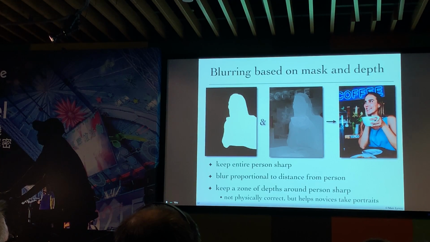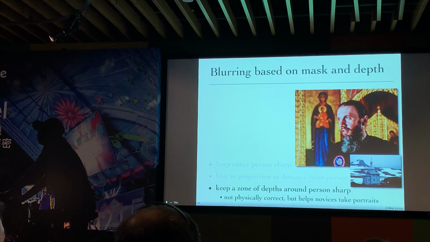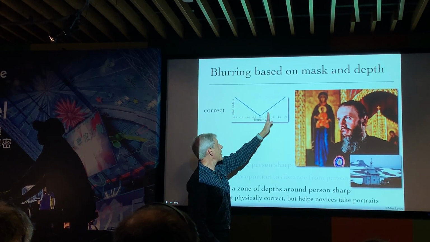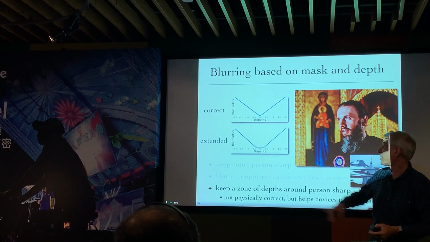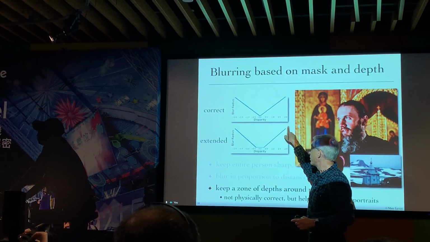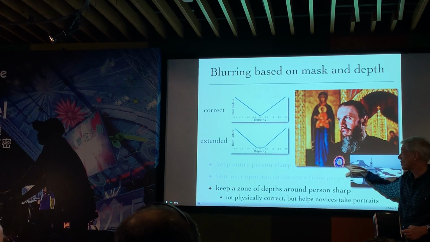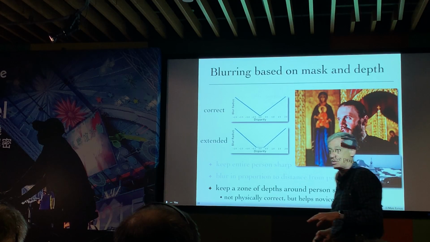So there's the background defocus for that example. So here's a better example to show this non-realistic zone of good focus. This is a Russian Orthodox priest in his chapel in Antarctica. And yes, I did go to Antarctica to take that picture. And so you can make a plot of distance away from the camera and the amount of blur. Here is the plane of no blur, the in-focus plane. That's what an SLR will do. What we do instead is something like this. We keep a zone of depth that is entirely in good focus, and we only begin increasing the blur in the background and in the foreground, so that his beard's in focus, his nose, his hair, his ears, even the patch, only the background is out of focus. It's not physically realistic, but it makes it easier for novices to take pictures.